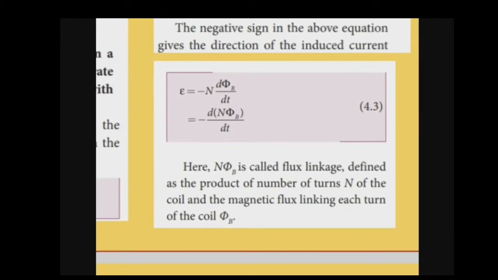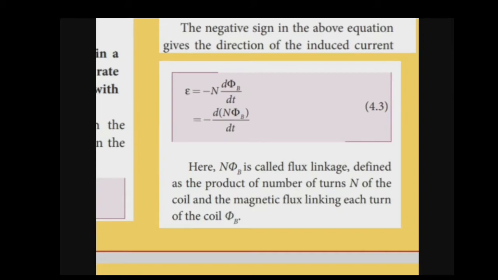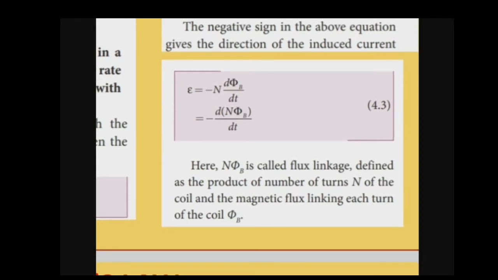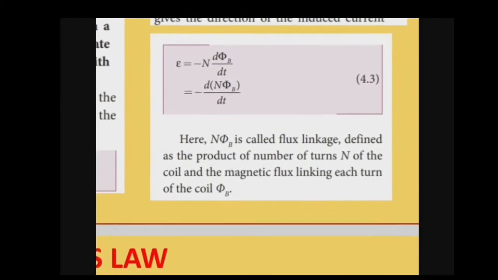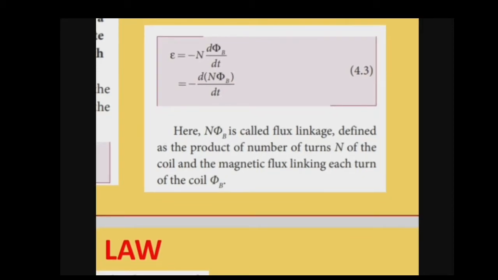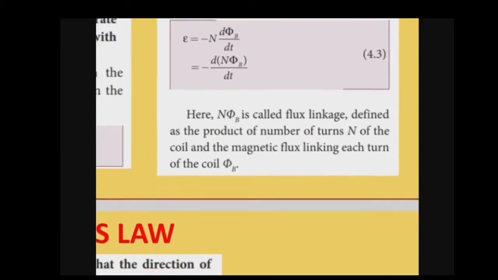Now, ε = -N dφ/dt = -d(Nφ)/dt. Hence, Nφ is called flux linkage, and it is defined as the product of the number of turns N of the coil and the magnetic flux linked with each turn of the coil.